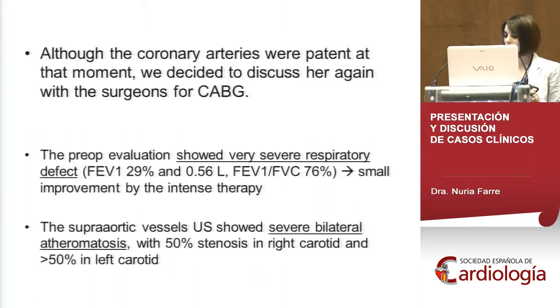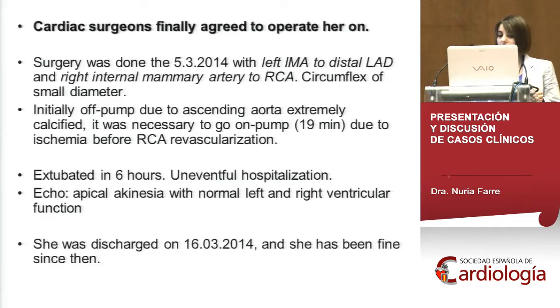On the pre-op evaluation, we saw a very severe respiratory defect. That is surprising because we never had any problem ventilating or extubating her. And the supra-aortic ultrasound showed severe bilateral atheromatosis, but not critical. Finally, the cardiac surgeons agreed to operate on her, and it was done last month. They put a LIMA to the distal LAD and the right internal mammary artery to the right coronary artery, and the circumflex was not treated because it was of very small diameter.